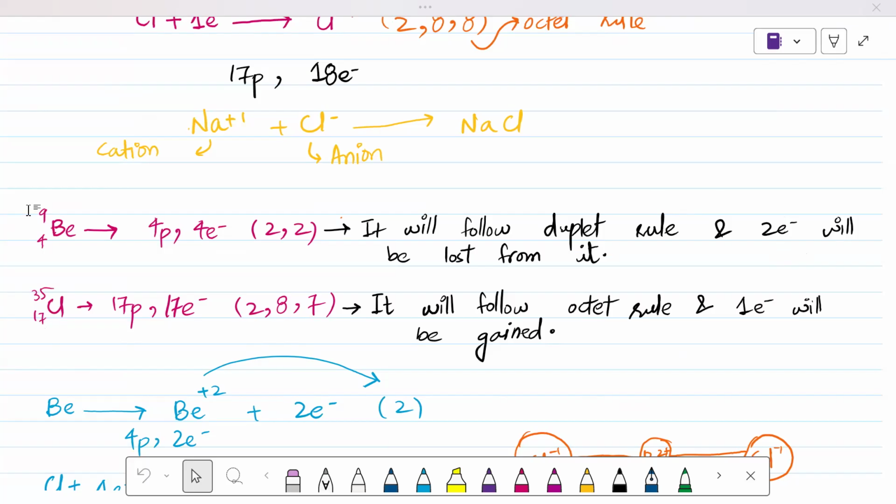Beryllium has lost two electrons, okay? One chlorine atom is gaining one electron, okay? To make a chloride ion, right? What about the second?